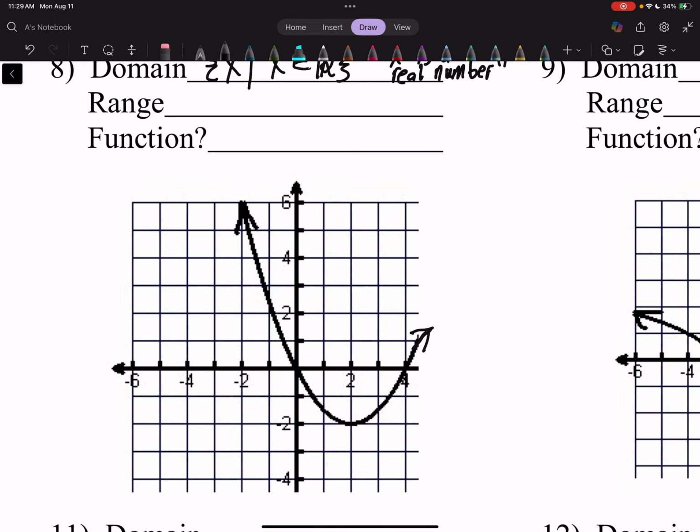My range is at -2. Let's use set notation also, just because why not? The set of y values where y is greater than or equal to -2. This is a function because your input only has one output.